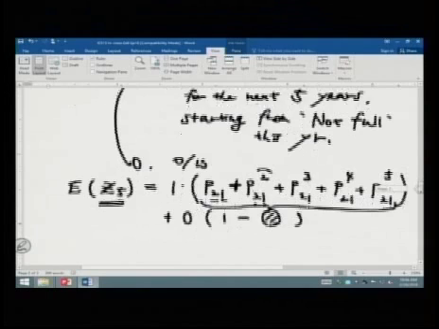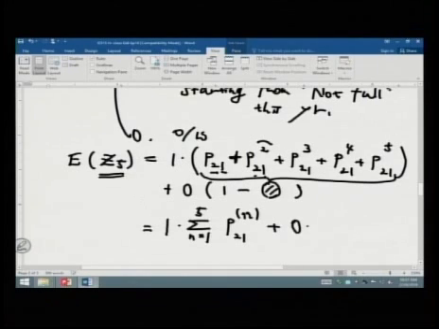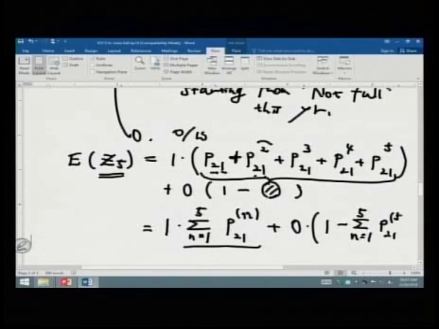Let me rewrite this equation. It's going to be 1 times the sum, with n going from 1 to 5, of P sub 2,1 to the nth power, plus 0 times 1 minus this sum over n from 1 to 5 of P sub 2,1 to the nth power.